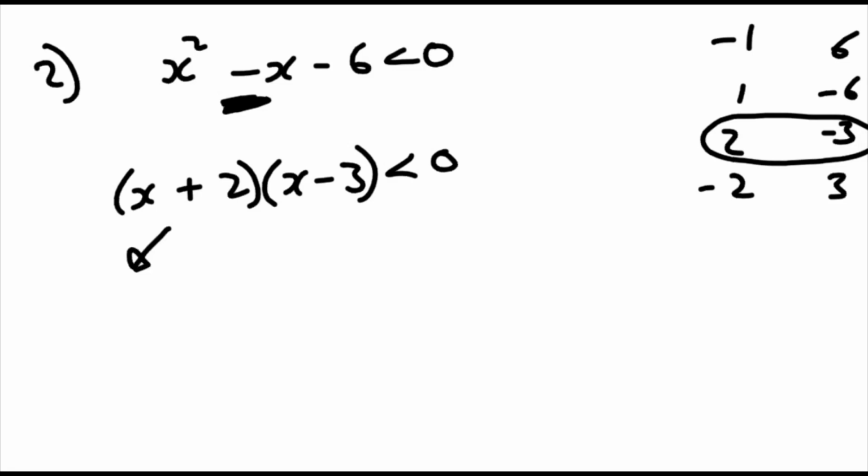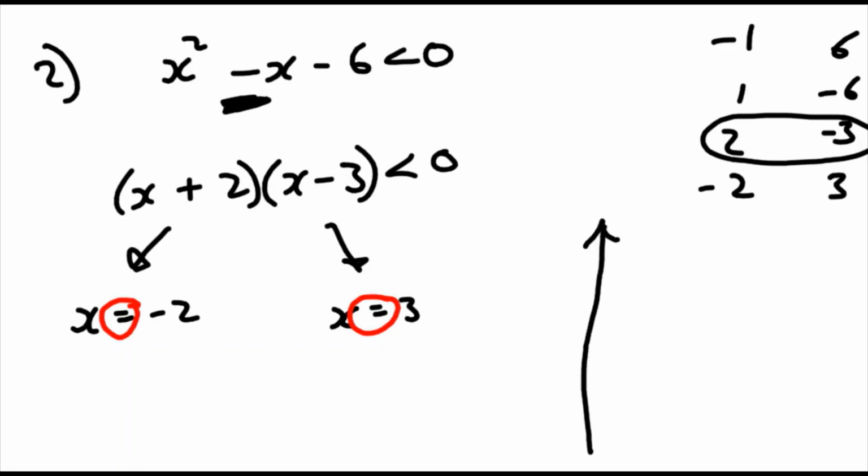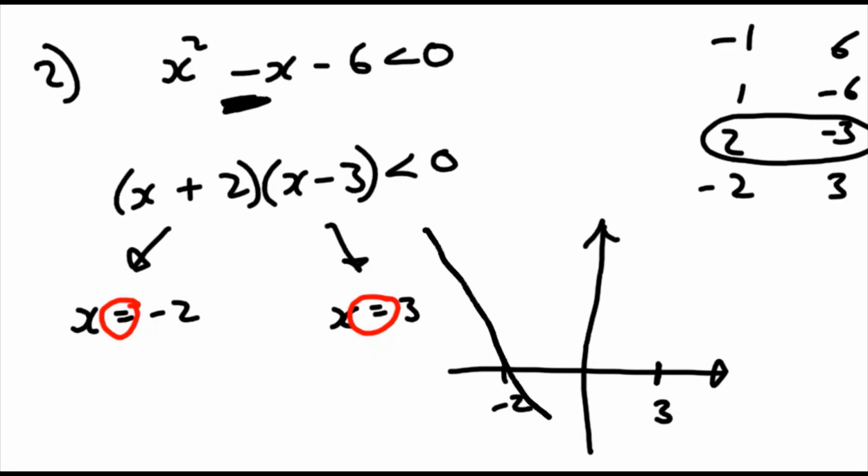If we were to solve this normally, we would say x equals minus 2, and here we would say x equals positive 3. As we're dealing with an inequality, we need to work out what inequality sign goes here and here. So if we sketch out our graph, the solutions are going to be at minus 2 and positive 3. It's a positive quadratic, so it's going to go through like this. We want when this equation is less than 0. So it's less than 0 on this bit.